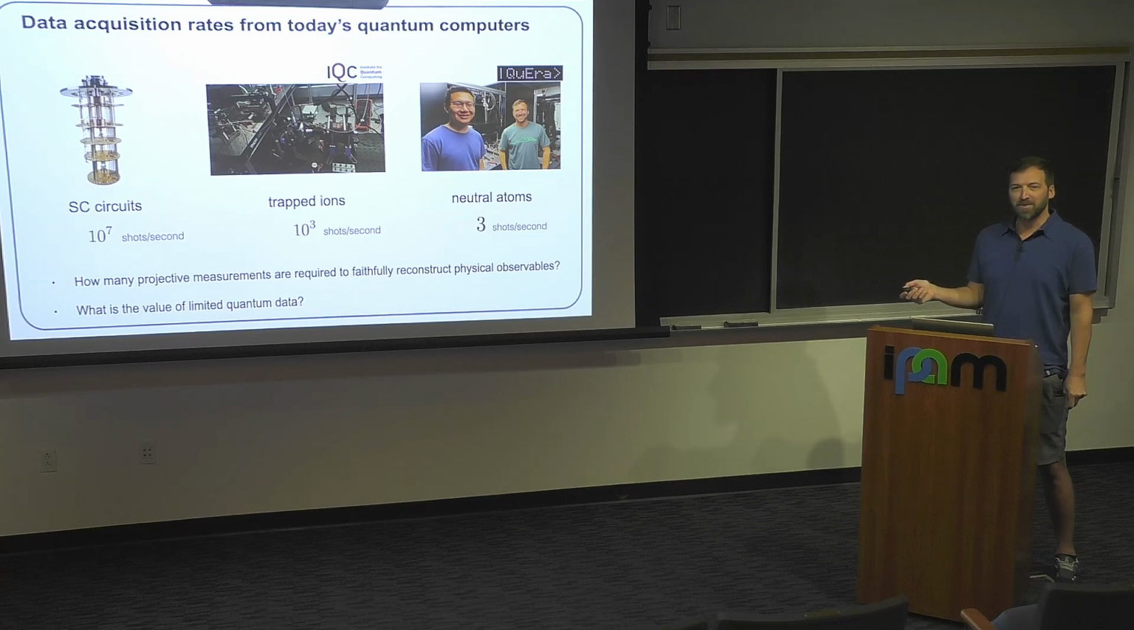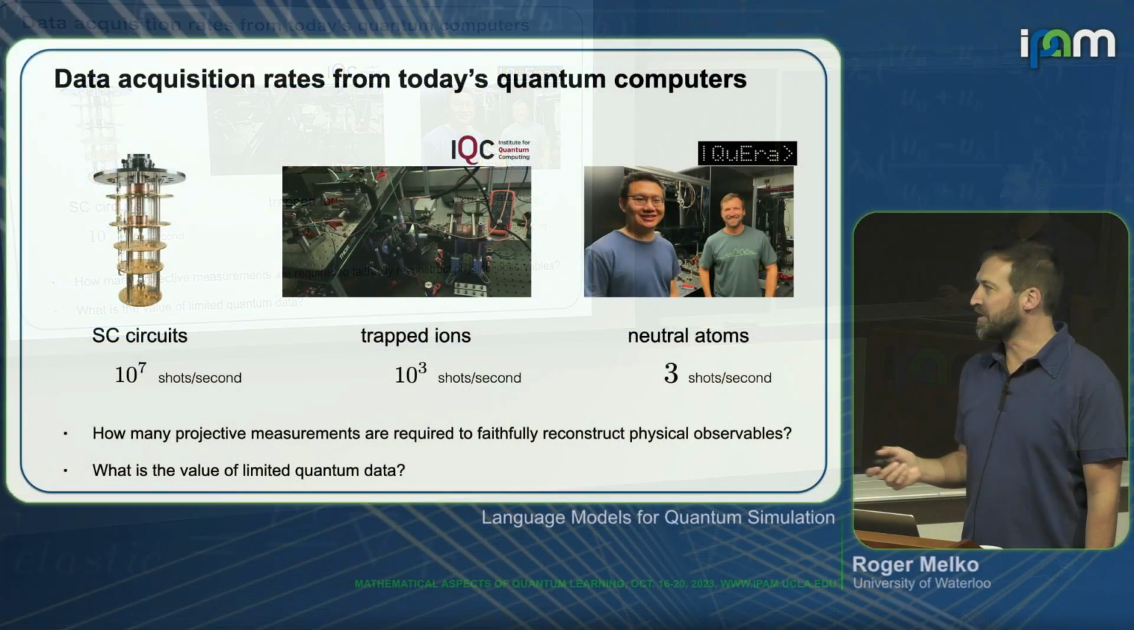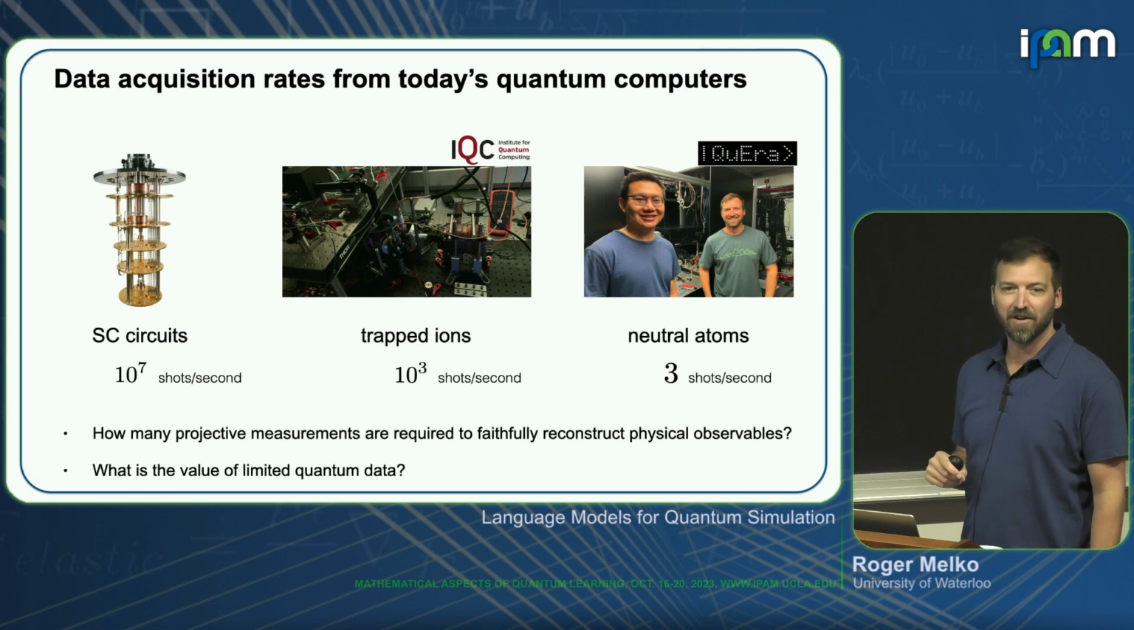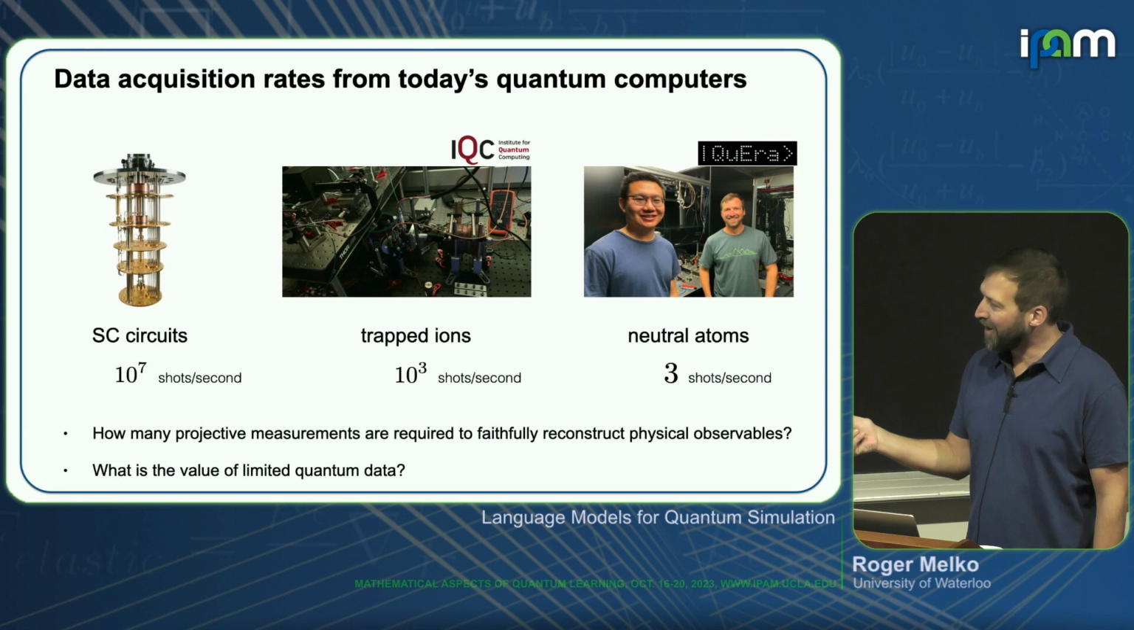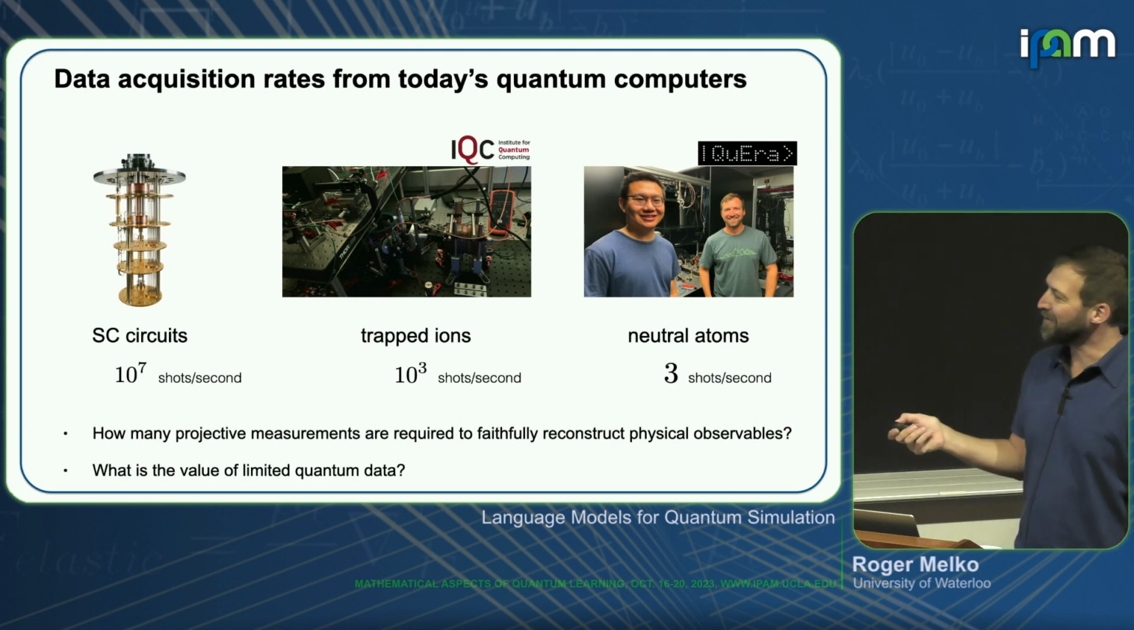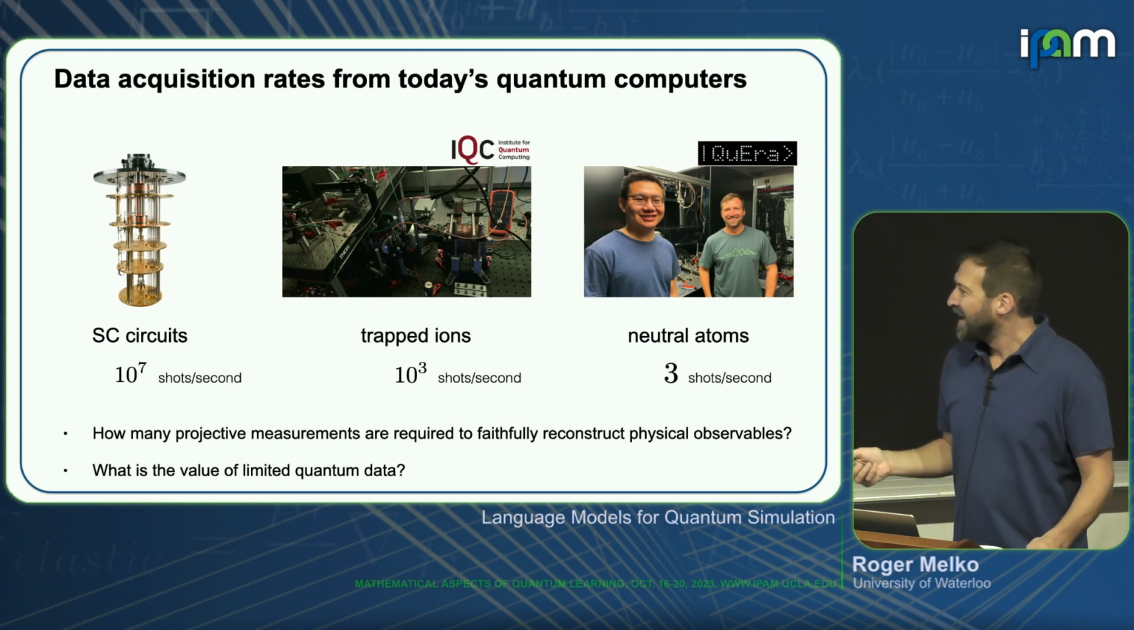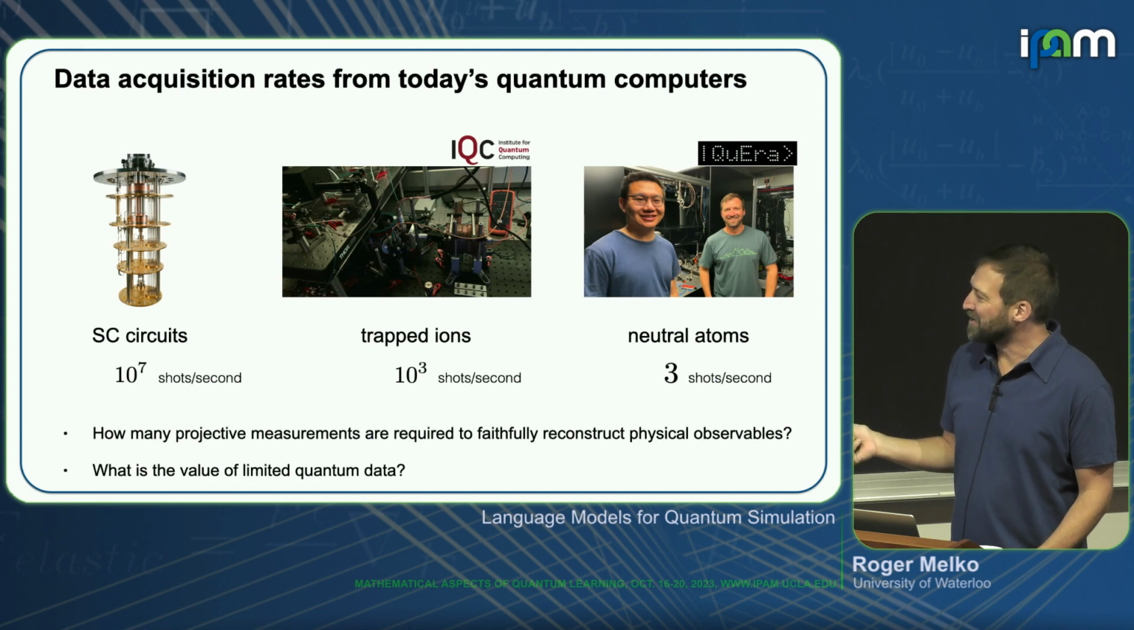Trapped ions are slower, but they're still fairly good. You're getting 10^3 shots per second out of most ion architectures. There are ways of speeding this up, depending on a lot of details about lasers, which I never hear the end of. And the architecture I like most actually has the slowest shot rates. It's 1 shot a second or 3 shots a second out of these neutral atom devices.